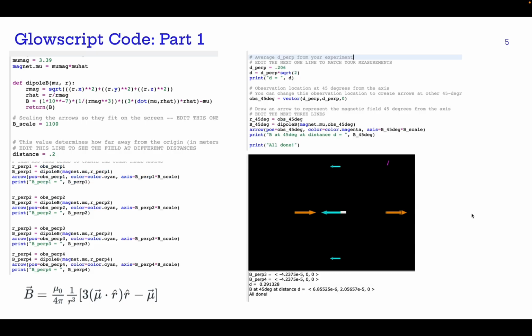As for my code, as previously mentioned, I got my magnetic moment to be 3.39, so that is what I inputted at the top left corner of the code, and then going sequentially, I then wrote a function based off of the magnetic dipole formula, which is also derived from the Biot-Savart law, as previously mentioned.